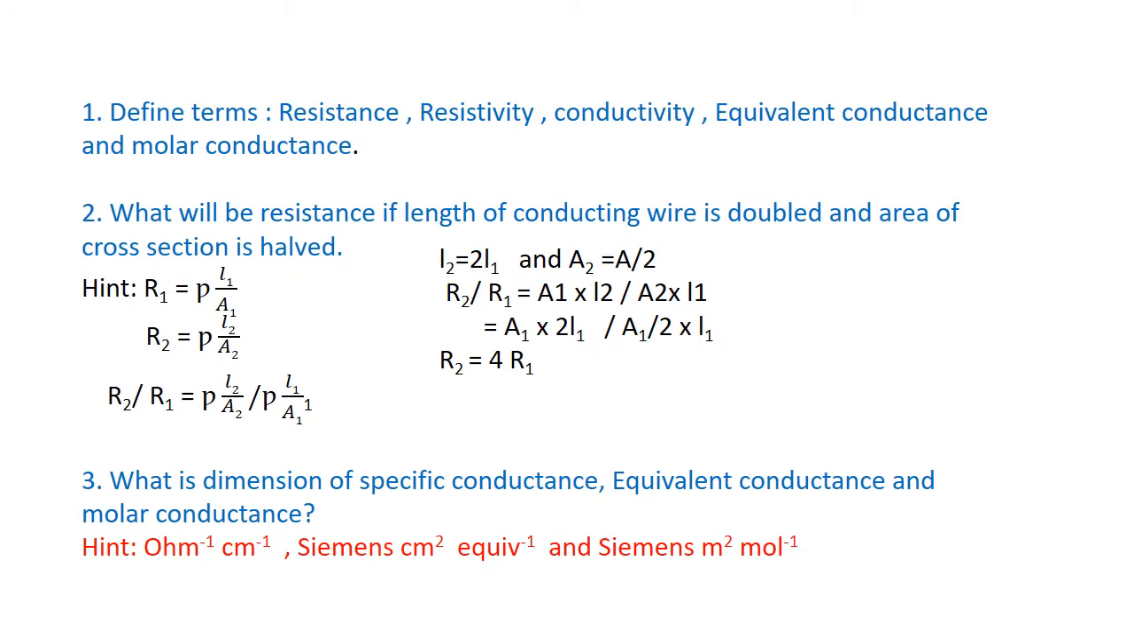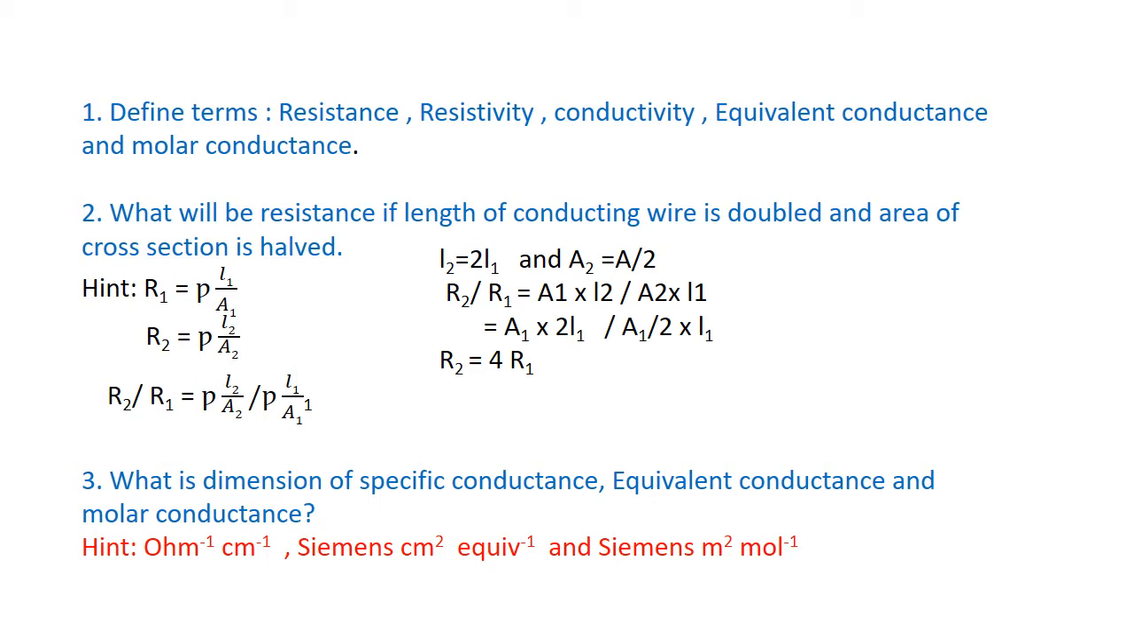Question number 1, you have to learn the definitions: resistance, resistivity, conductivity, equivalent conductance and molar conductance. Resistance, the tendency of a conductor to oppose the flow of current. Resistivity, resistance of the conductor of 1 centimeter cube. Conductivity, it is the conducting power of the conductor of 1 centimeter cube, means having 1 centimeter length and 1 centimeter square area of cross section.